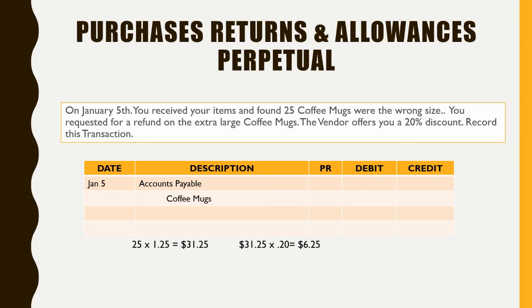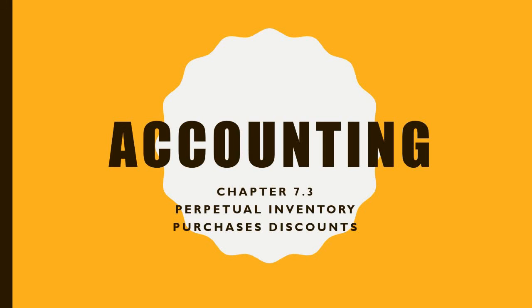So in this case, I already have the answer here. Your total is going to be a $6.25 refund. And that's correct, because we place it in inventory, you're going to take it directly out from inventory. And that's it for chapter 7.2.